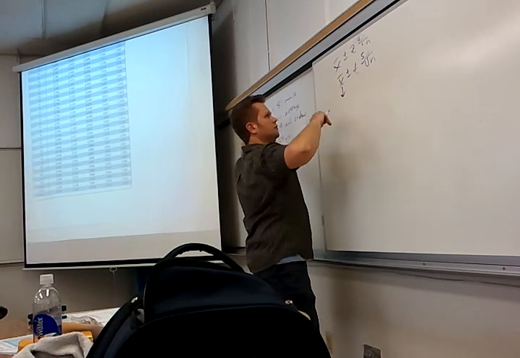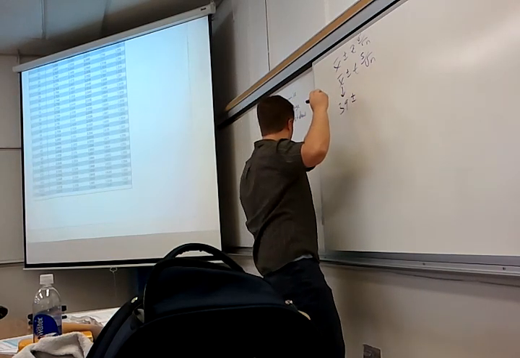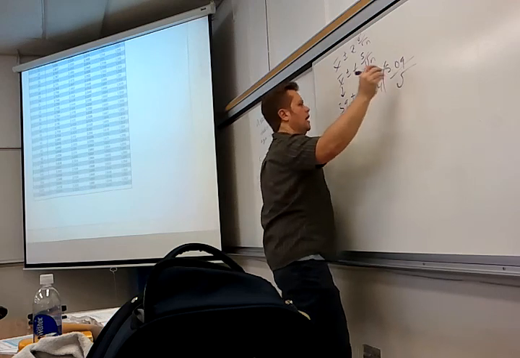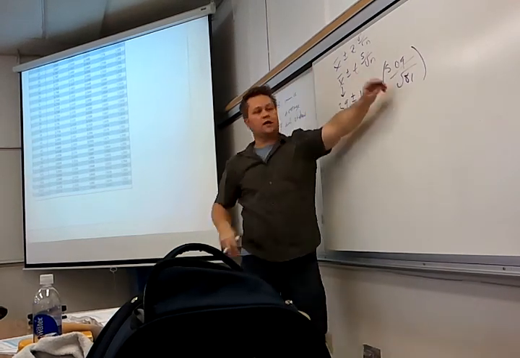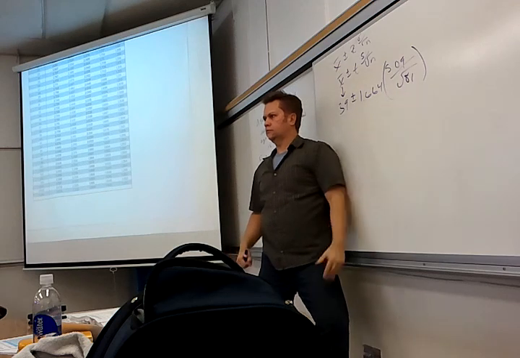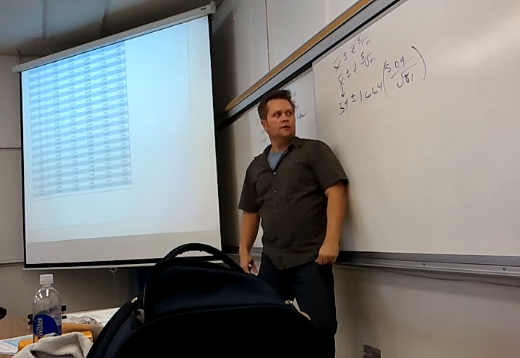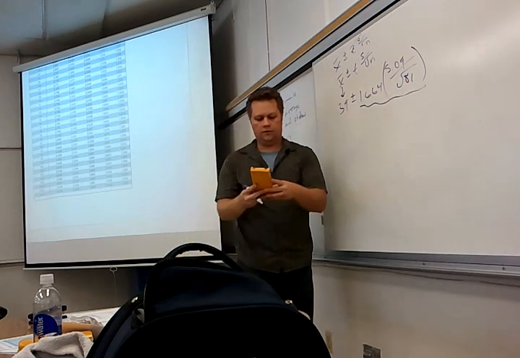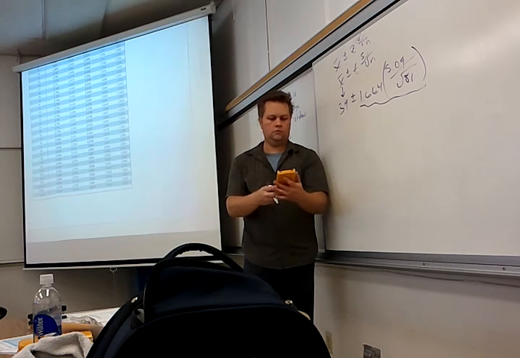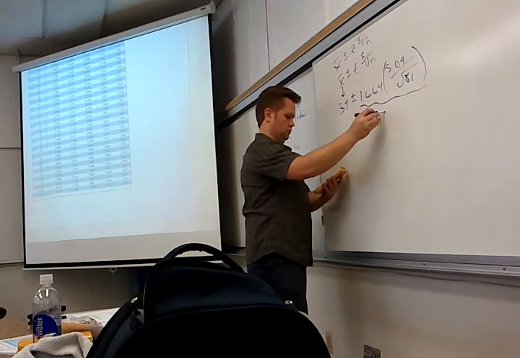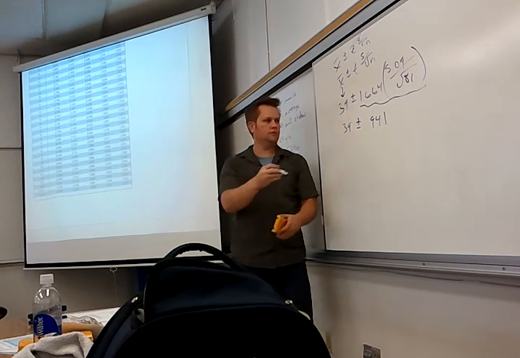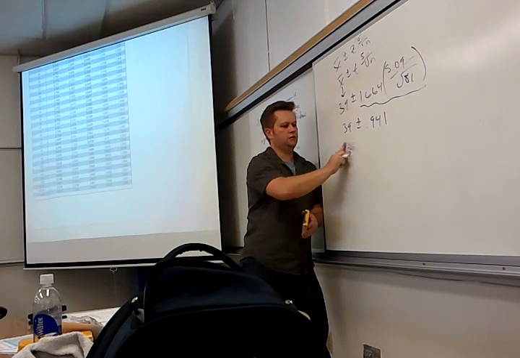X bar was 39. The t-score we just looked up. Standard deviation is 5.09, and the sample size was 81. The other mistake I get a lot is people put in their 80, because their brain is stuck on degrees of freedom. Be careful, that's n. 81 goes there. Don't put 80 there. The error here would be, cool. And then you just add it to 39, subtract it from 39. About 88, Jeff. That's good.